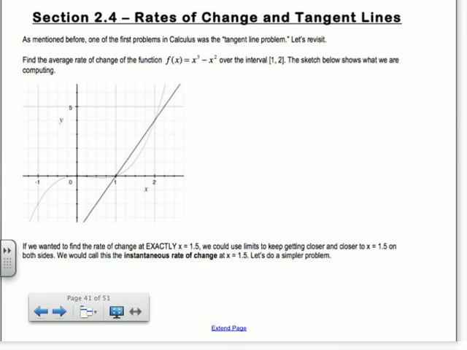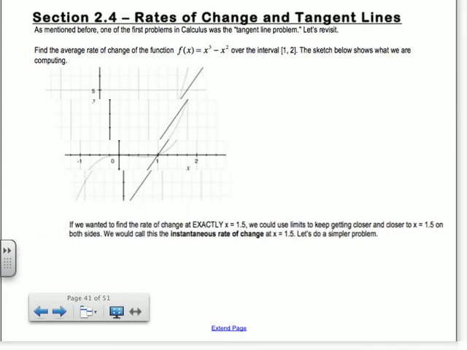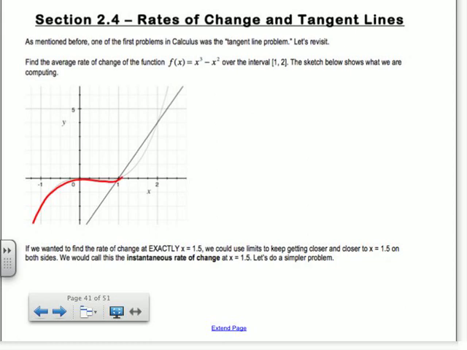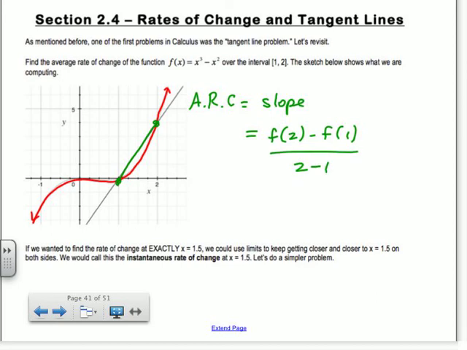All right, so if we have x cubed minus x squared, oops, I'm moving the whole thing. There we go. If I have x cubed minus x squared, this is the curve that it looks like. Over the interval 1 to 2, if I wanted to find the average rate of change, we've talked about before, it is just the slope between those 2 points. So average rate of change is the slope. So you would find f of 2 minus f of 1 all over 2 minus 1.